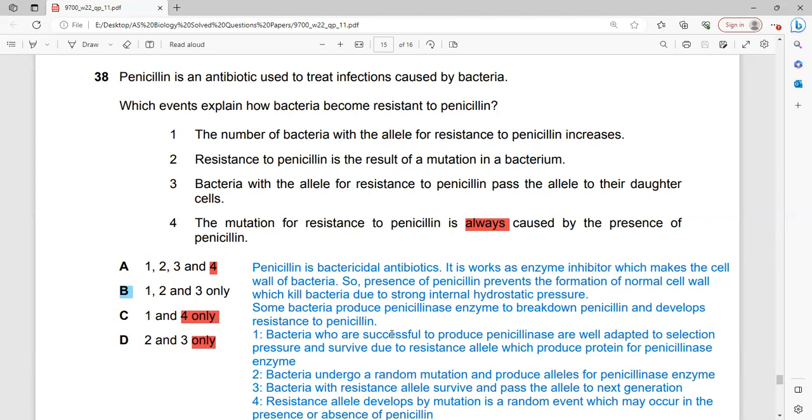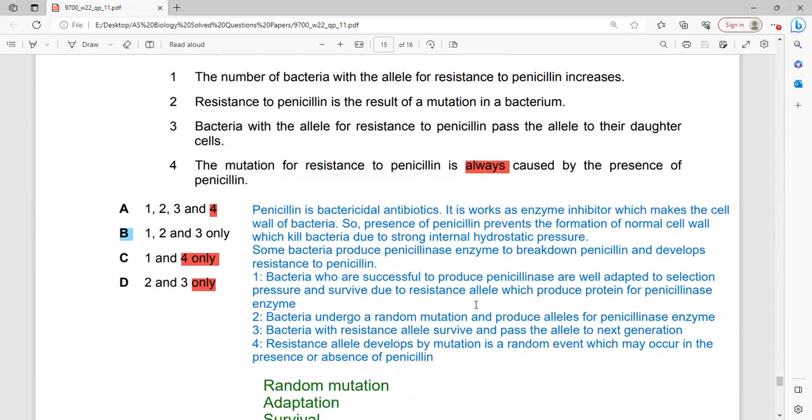Why? Because of the word "always". The mutation for resistance to penicillin is always caused by the presence of penicillin, but mutation is a random process. It does not depend upon the presence or absence of penicillin. You can see it can be accelerated in the presence of penicillin, but it does not depend upon that. So it is a random process. That's why 4 is our wrong option. So our correct options are 1, 2, and 3. So B is our correct option here.